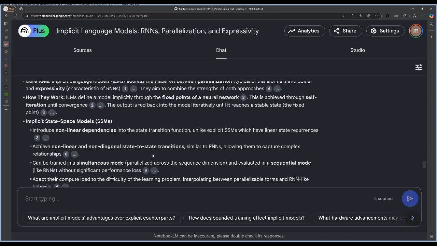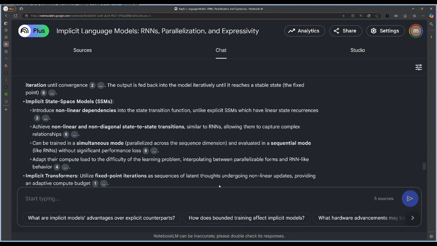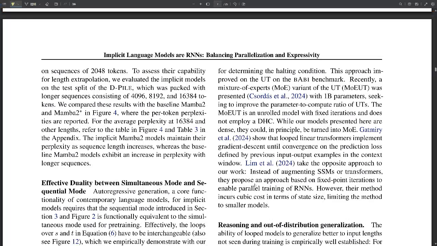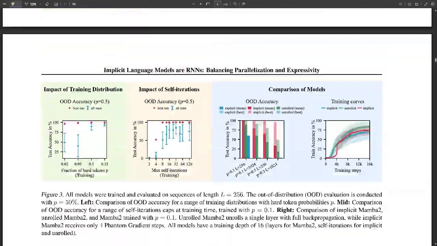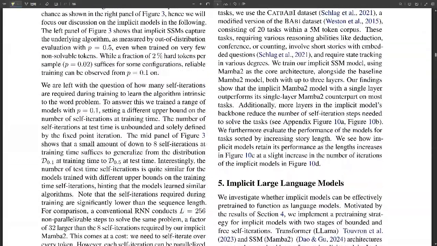So implicit models try to get the best of both worlds. They can process information in parallel, but they can also engage this RNN mode. When they need to dig a little deeper, they use self-iteration. And that's where the nonlinearity comes from. They aren't just doing a simple linear calculation.